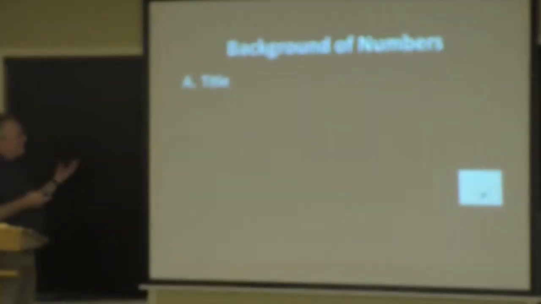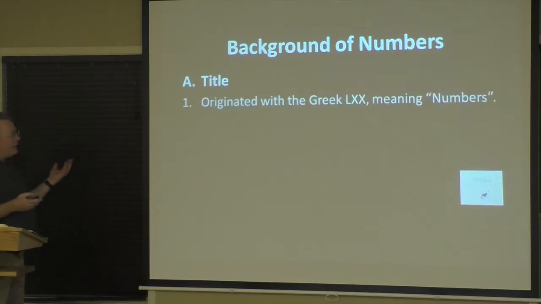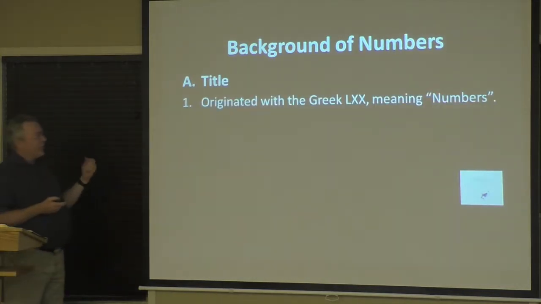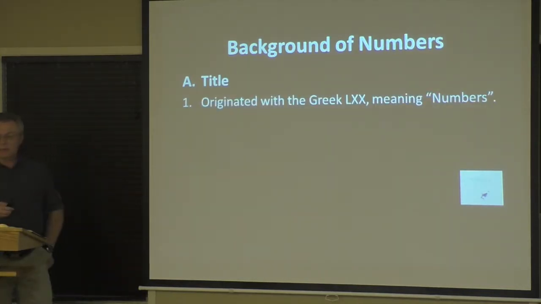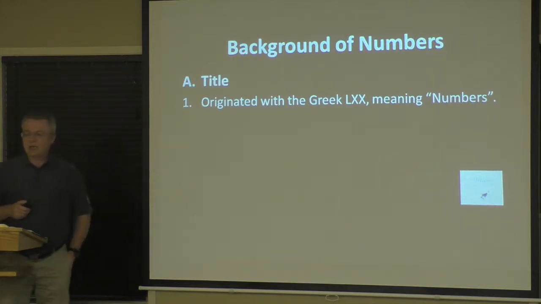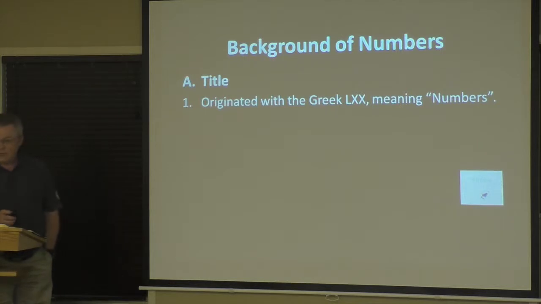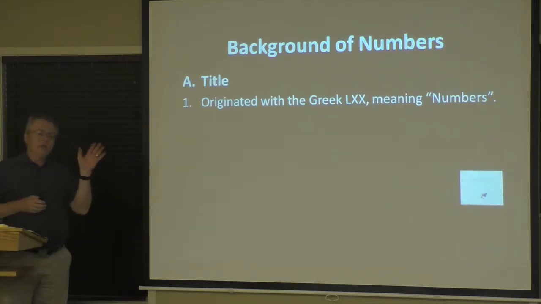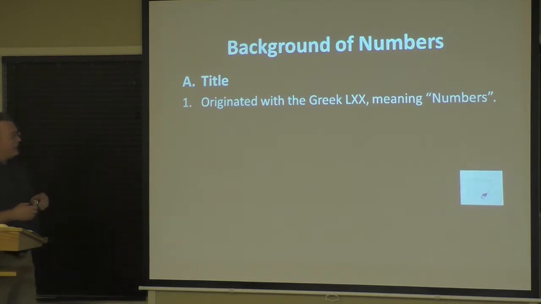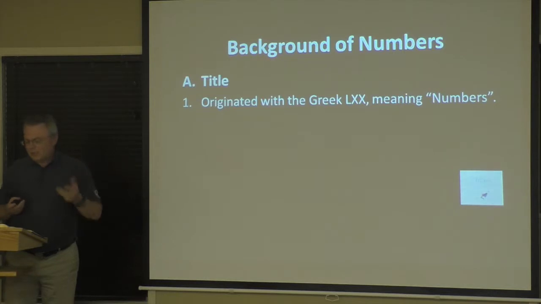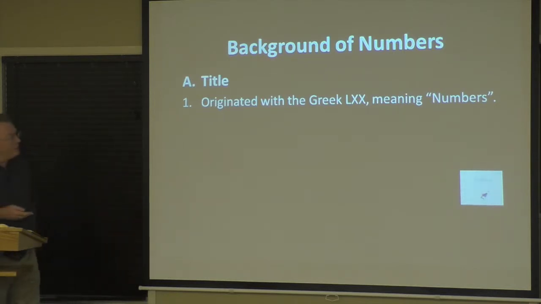By way of background, again, let's talk about how it got its title. And again, the title originated with the Greek Septuagint. That's what that funny thing looks like there. The LXX, that's the Roman numerals for 70. Okay, if you remember back to your old math days and you studied Roman numerals. Okay, the Greek Septuagint, and they named it Numbers. Okay, when we translated into English, it was named Numbers.